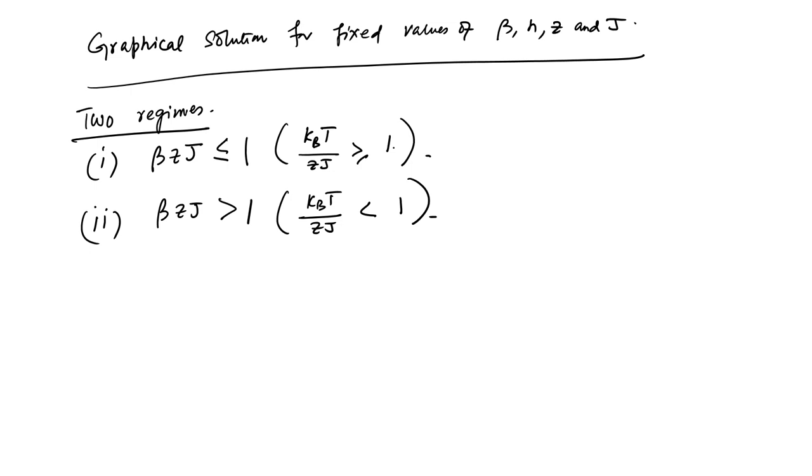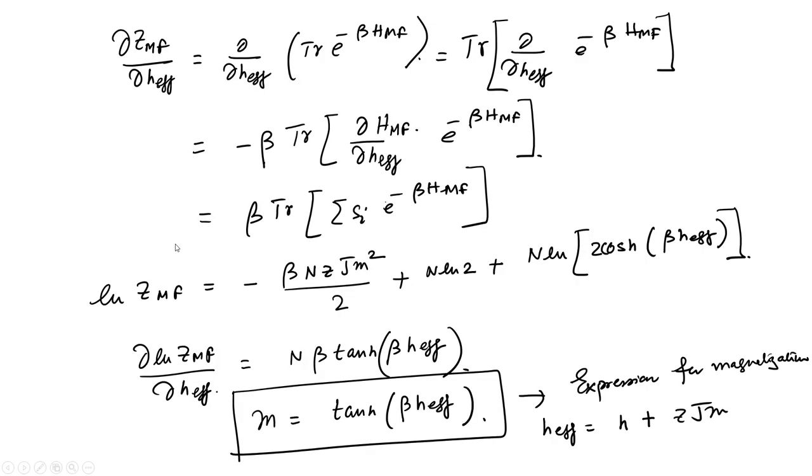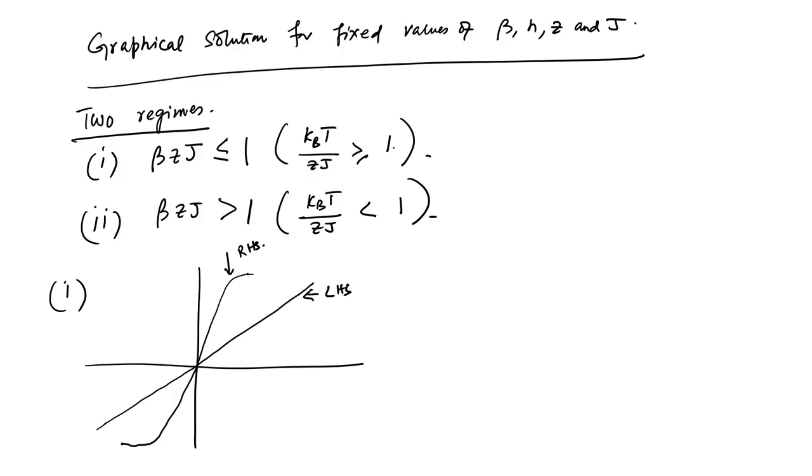If you solve these for each of them, we get a solution like this. Let me show you what this is. We have this as the LHS and this as the RHS, and we are solving both sides of this equation. You see that for the first case, these two plots only meet at m equal to 0, which says that ordering is only possible at m equal to 0.